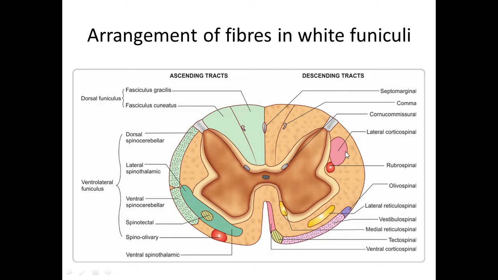Now in the white matter, the nerve fibers are arranged in tracts. There are two parts of the tract: the ascending tracts and the descending tracts. Ascending tract means from the spinal cord to the cerebral cortex or cerebellum, and descending tracts from the cerebral cortex to the spinal cord level. Now first we'll see the ascending tracts.